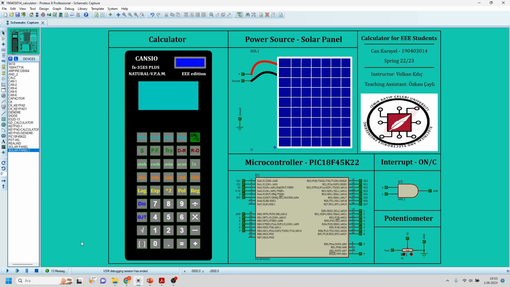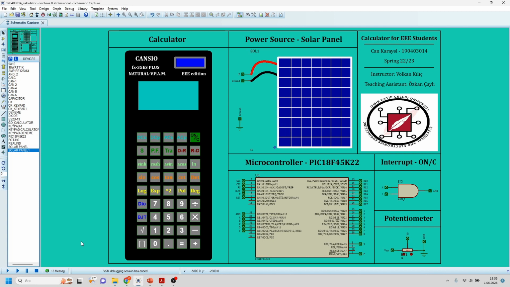Hello everyone, my name is Karayel and I am studying at İzmir Katip Çelebi University as an electrical and electronics engineering student. In this video, I will present my term project named Scientific Calculator for Electrical and Electronics Engineering Students for the Microprocessors course. I designed and implemented a calculator for electrical and electronics engineering students.